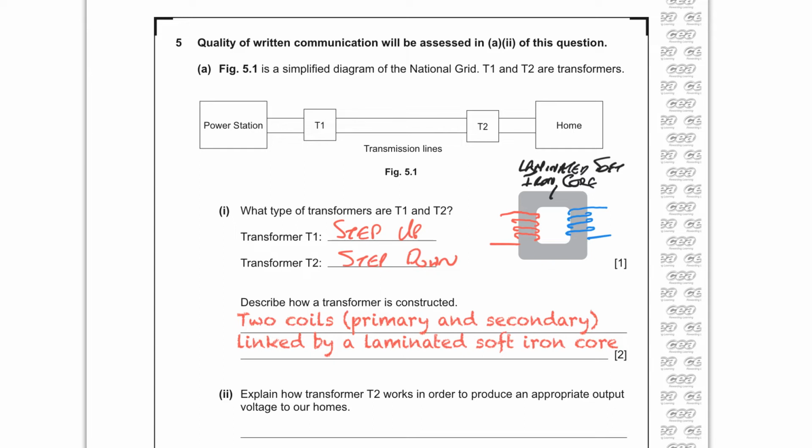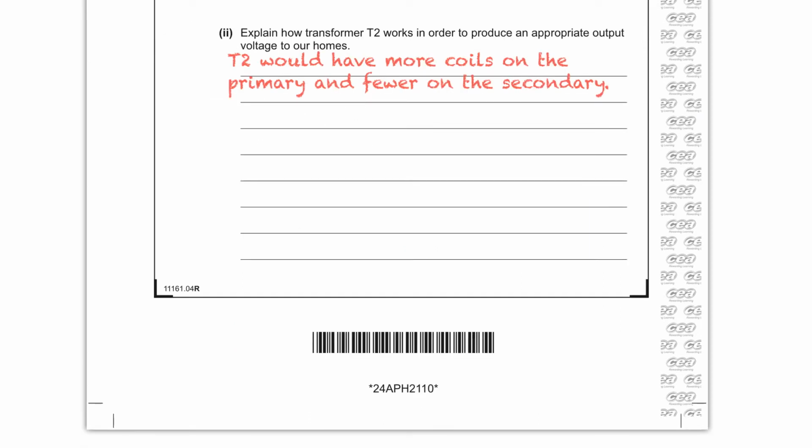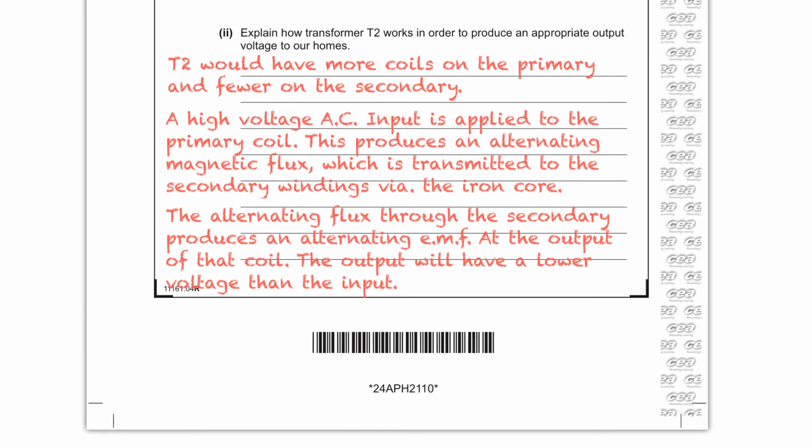Part 2. Explain how transformer T2 works in order to produce an appropriate output voltage to our homes. And remember, this is the bit they say you're going to be having your written communication assessed on. So construction of T2 would require there to be more coils on the primary and fewer on the secondary in order to step down.